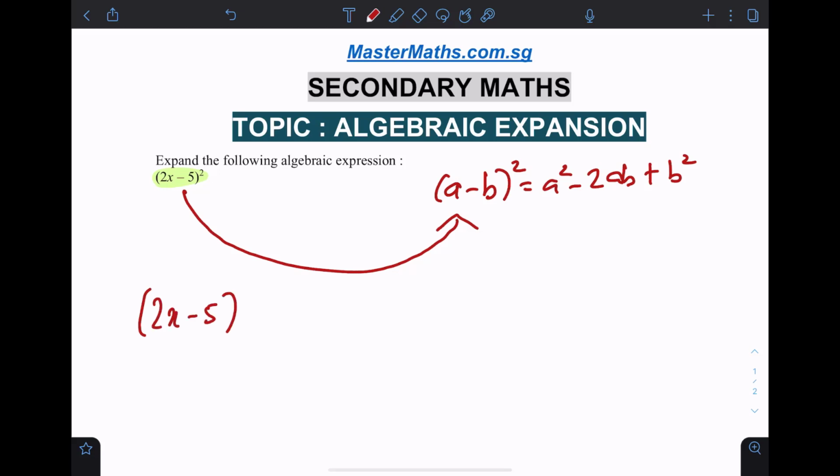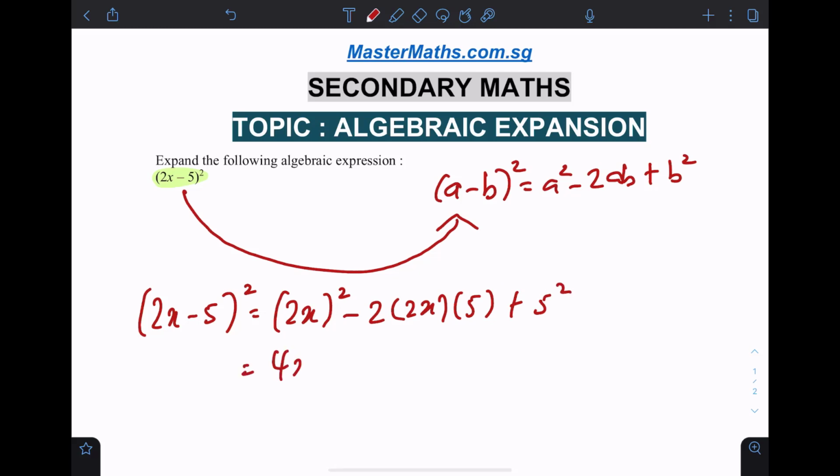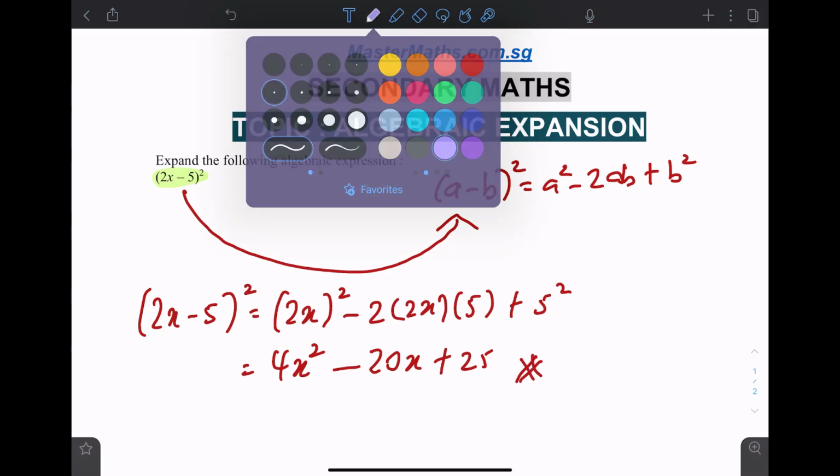(2x − 5)² is equal to a², which is (2x)², minus 2 times 2x times b, b is 5, plus 5². So this becomes 2² is 4, so 4x² minus 2 times 2 is 4, 4 times 5 is 20, 20x plus 25. And that is how you use this exact expansion formula.